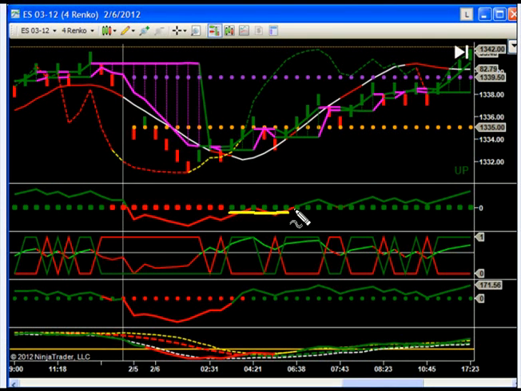dots that are green, and it doesn't turn green and get above the dots till right here, this bar right in here, whereas the RWO indicator crosses above the dots right here, and then the dots turn green on this bar right here. So there's 1, 2, 3, 4, 5 bars early in here. So if you want an early indication of an uptrend, this is what you get with the RWO.